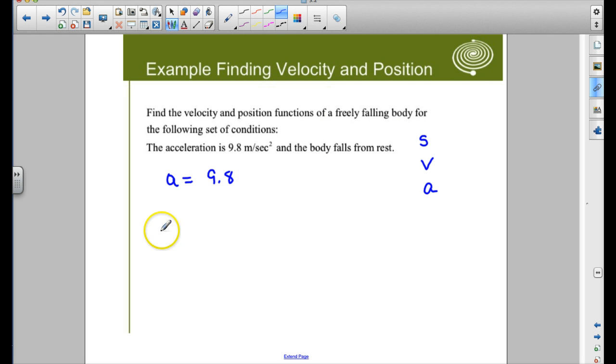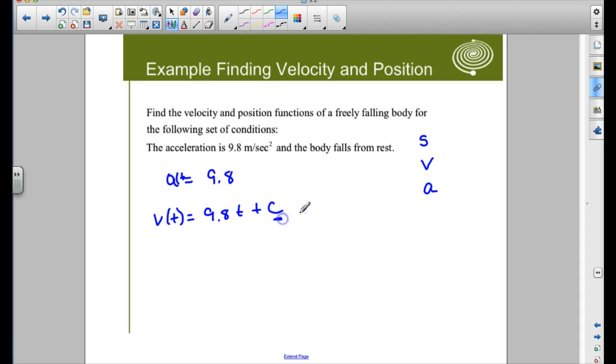Now, from our previous rules, the velocity at any time is equal to 9.8 t plus c. Why did I get t? If I take the derivative of 9.8 t, it's 9.8. That's what I have to get to acceleration, so I just added a t. If I take the derivative of a constant, it's 0, so I wouldn't see it. If I took the derivative of velocity, I would get acceleration.